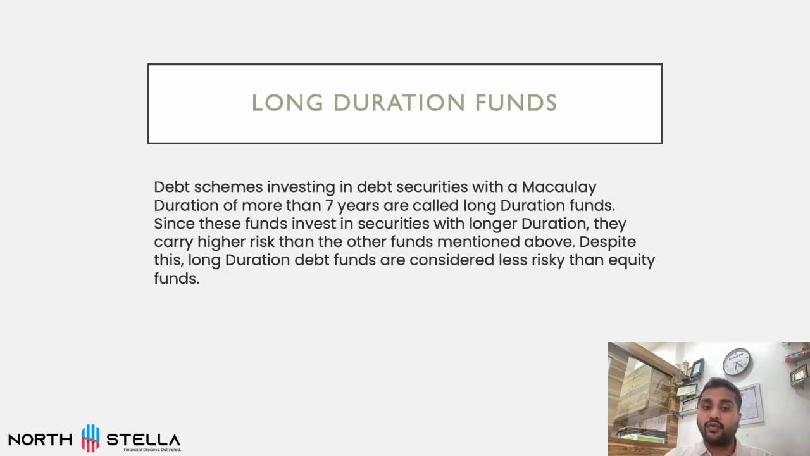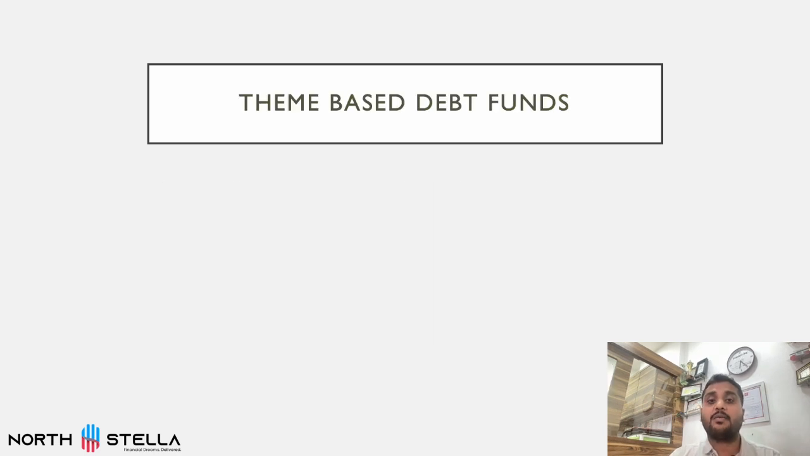And then there are long duration funds. If you want to invest for more than 7 years in a debt mutual fund, there are funds available for that particular horizon, right? And since this fund invests in securities with longer duration, they carry higher risk than the funds mentioned above. Any fund above this will have a lesser risk, and this will have the higher risk because the interest rate is uncertain, right?